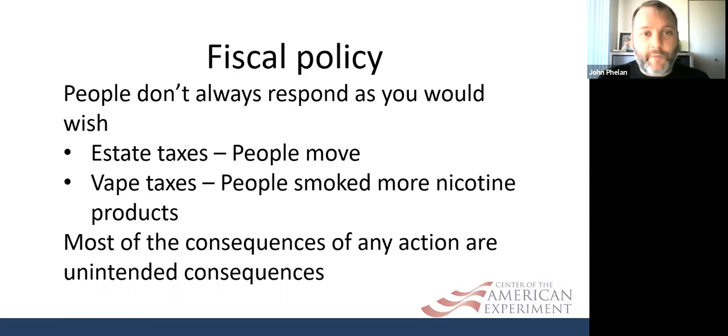Now, I made a point earlier about unintended consequences, and fiscal policy is rife with these. Essentially, people don't always respond the way you would like them to respond. So, for example, we have the estate tax that I talked about. We have one of the heaviest estate tax burdens in the United States.